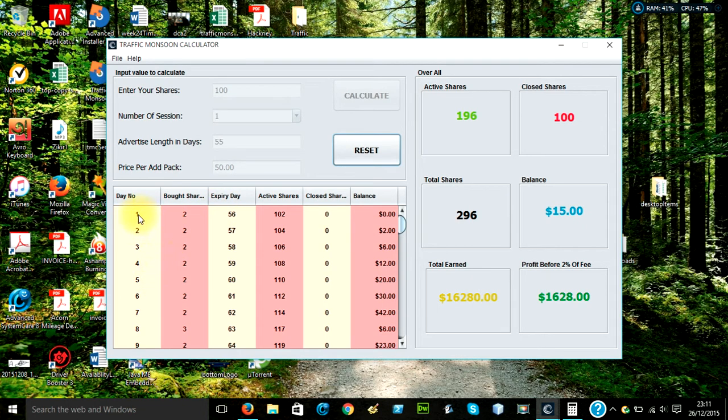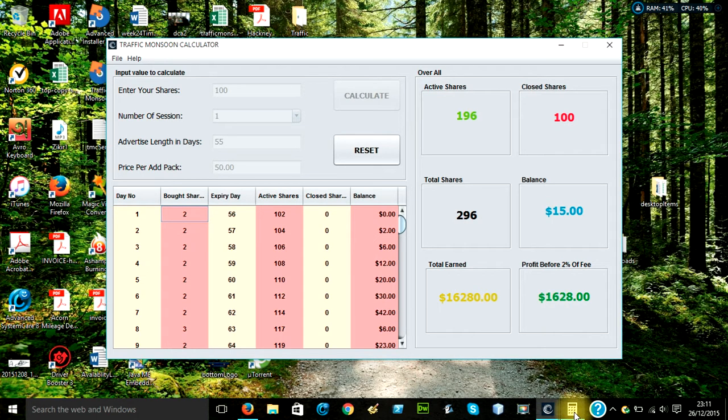as I explained before, if you buy 100 shares, on the first day you can buy only 2 shares, because we know that one ad pack equals $50. So with the $100 you'll get 2. Why do you get $100? Because every day you're getting 2% of your investment. Therefore after 110 days you make a total of 16,280, and your profit will be 1,628 before paying the fees.